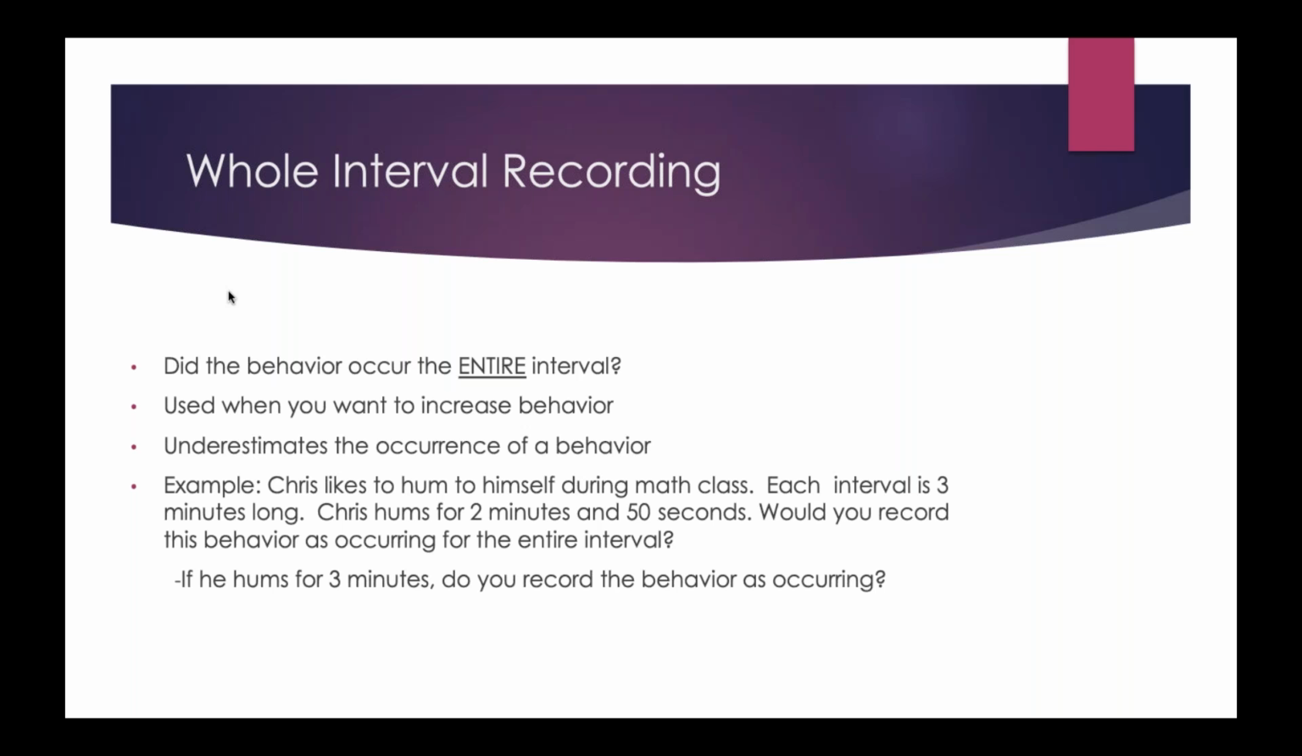For example, Chris likes to hum to himself during math class. Each interval is 3 minutes long. Chris hums for 2 minutes and 50 seconds. Would you record this behavior as occurring for the entire interval? The answer is no, because it did not happen for the entire 3 minutes, so you would not check it as happening during that interval. If he hums for 3 minutes, you would record the behavior as occurring.